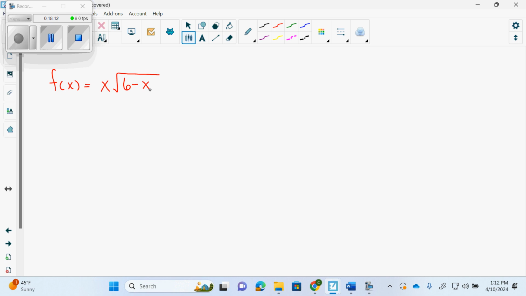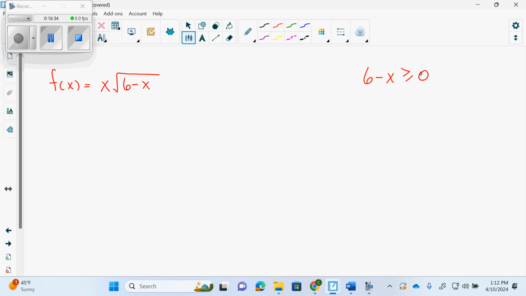It's not a challenge either. Okay, so what's under the square root, we know has to be 0 or a positive number. Is that not true? So I'm going to take what's under the square root. I'm going to say 6 minus x has to be what? Greater than or equal to 0.